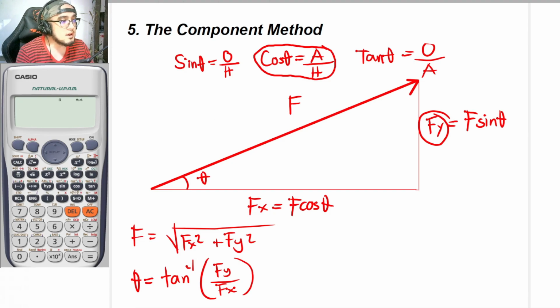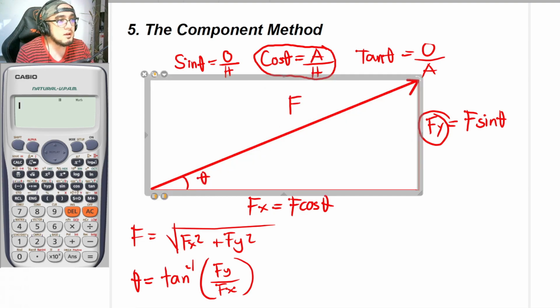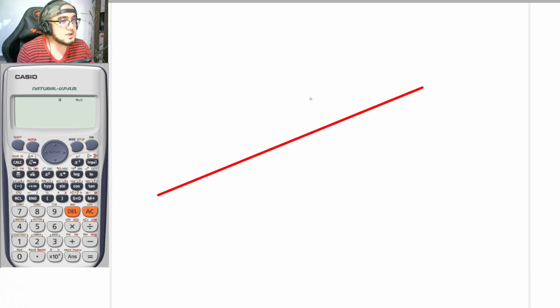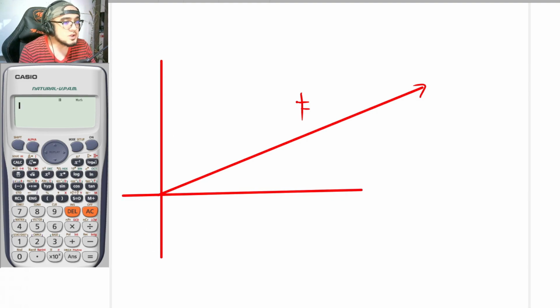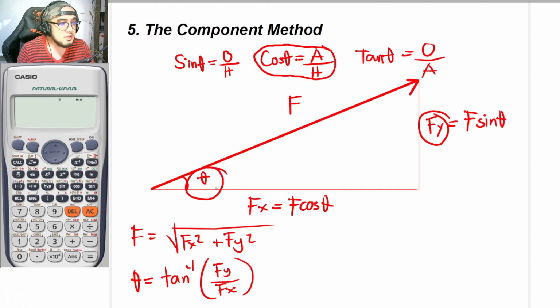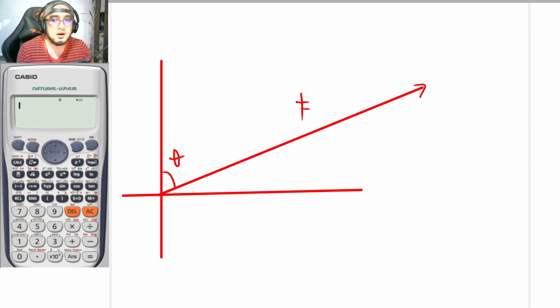But take note, guys, that if, for example, this is your vector f, and let's say this is your y-axis and this is your x-axis, and your angle is this one here instead of this one, so it is in reference to your vertical axis, with this as your y component and this as your x component, we can solve for this theta here by subtracting this angle from 180 degrees.